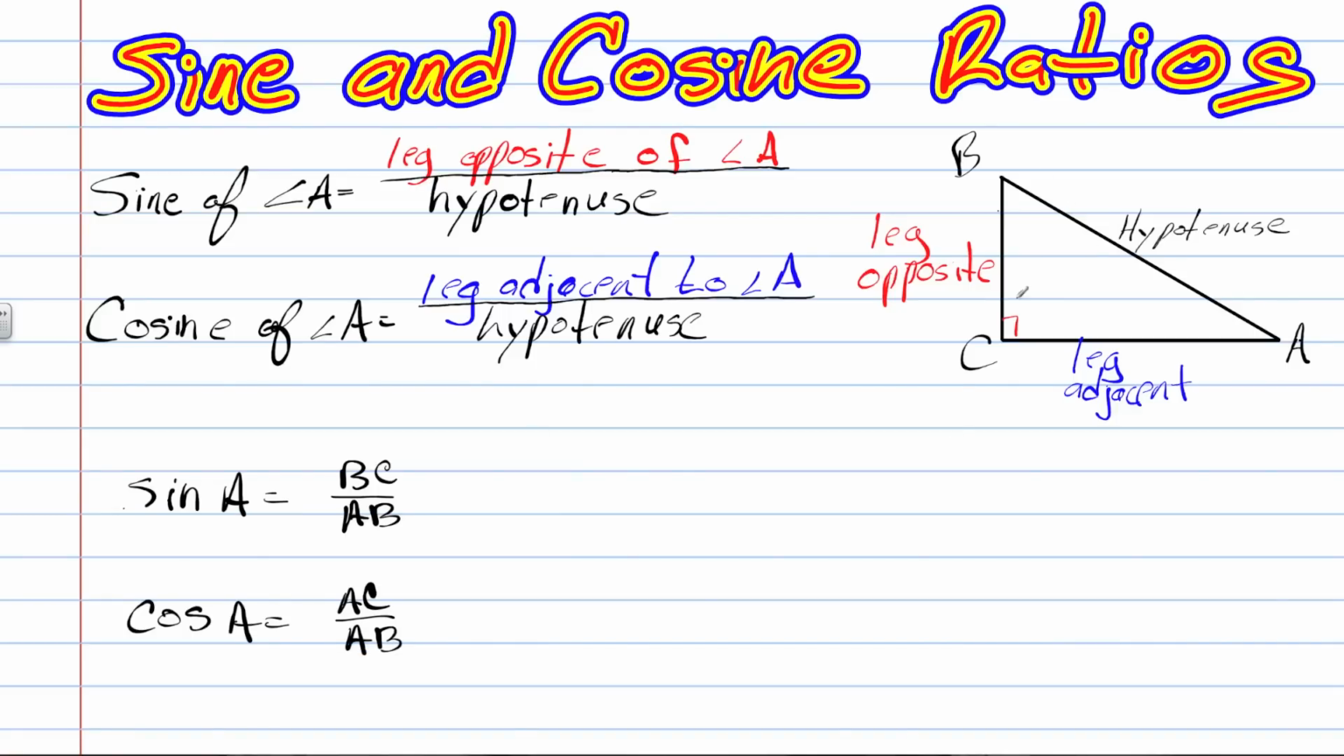Using the lengths of legs is a very geometric way to represent the idea of sine and cosine for this specific right triangle.